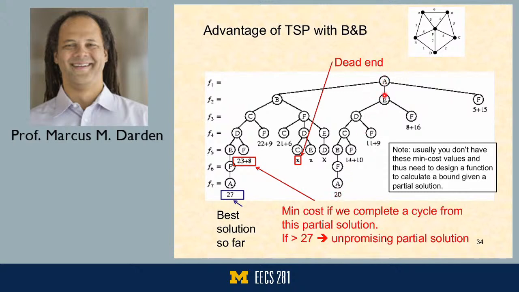So here I see A, E, D, C, F for 14, estimating the rest is going to be 10. That's 24, which would have been great before I found this 20, but now it just gets pruned. A, E, D, F is an 11 plus 9, 20, not an improvement, still pruned. Pruned, pruned. So now I end up looking at far fewer leaf nodes before I found the answer here.